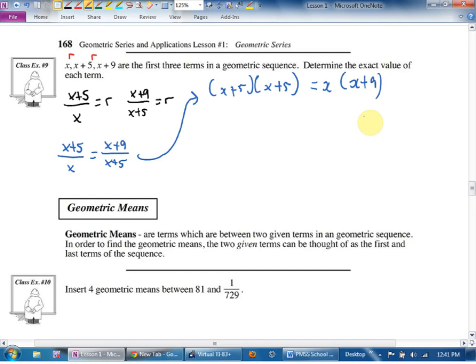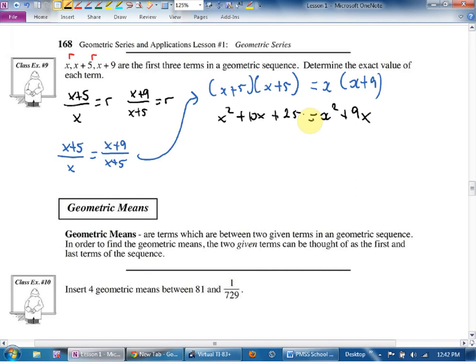The right-hand side is easier: X squared plus 9x. The left-hand side, x plus 5 times x plus 5, this is FOIL. I think x squared plus 10x plus 25. What kind of an equation is this? Now, I thought it was going to be a quadratic. Actually, it's not, because what's going to happen to the x squareds when I try getting them to the same side? When I minus x squared from both sides, it's going to vanish.